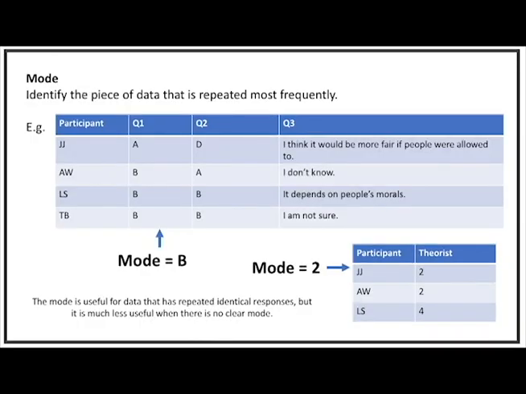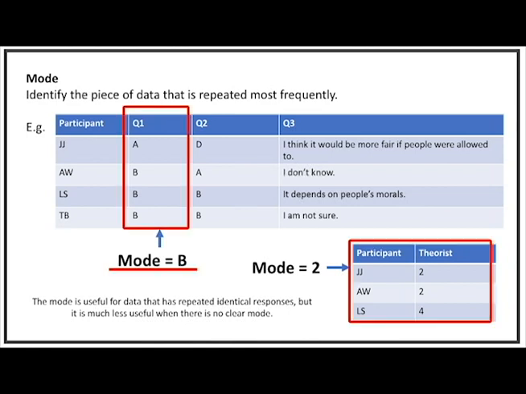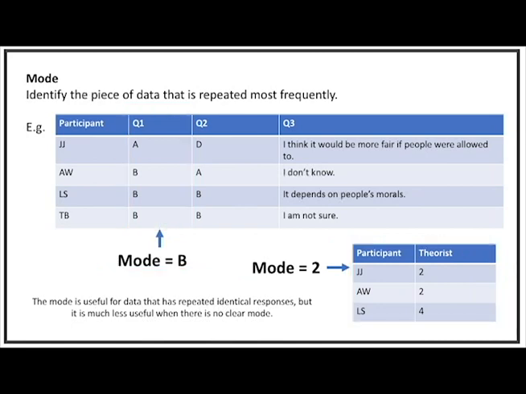The mode is the most common value in a set of results. For example, here the mode of question 1 is B. And with this example, the mode score of the learning style of being a theorist is 2. Simply the most common or the most frequent result. This is useful for data that has a lot of repeated values, but is less useful for data that is very different.